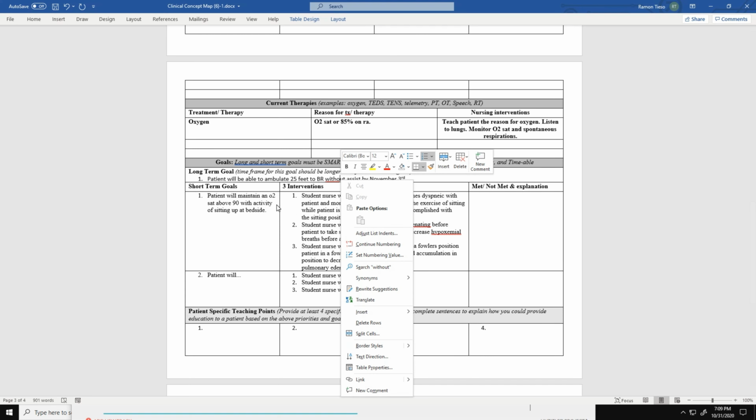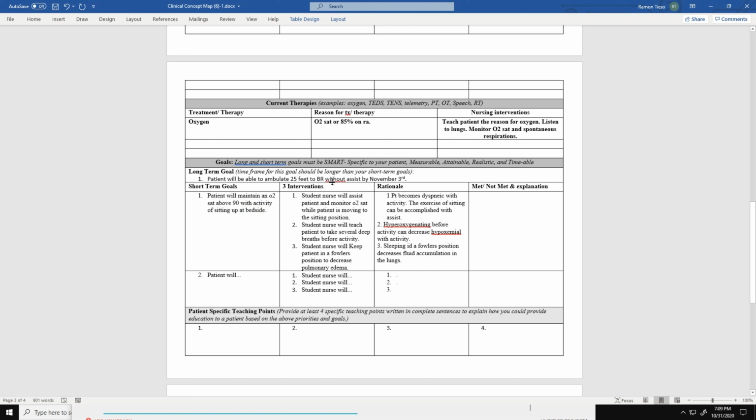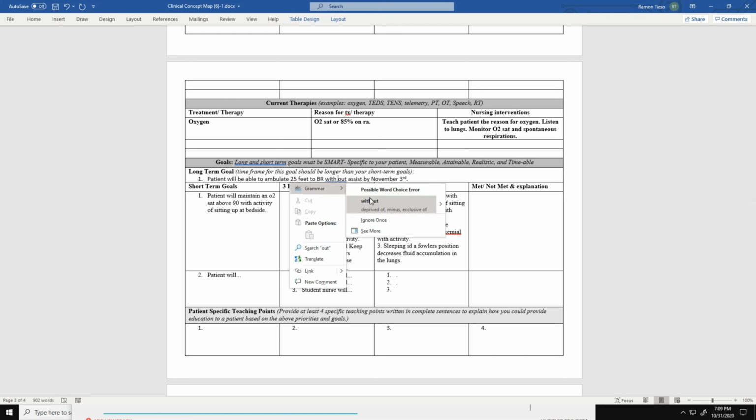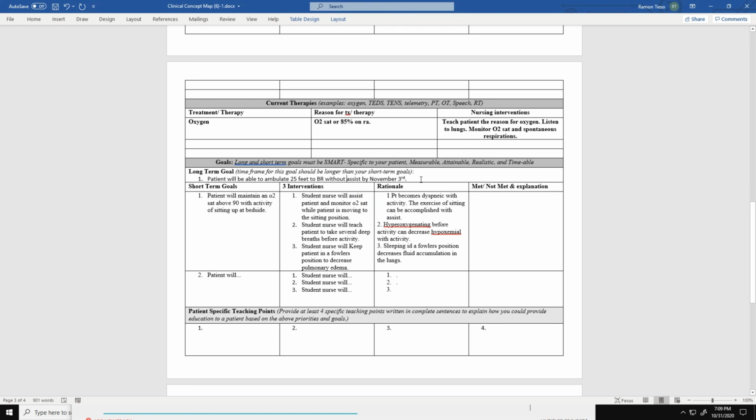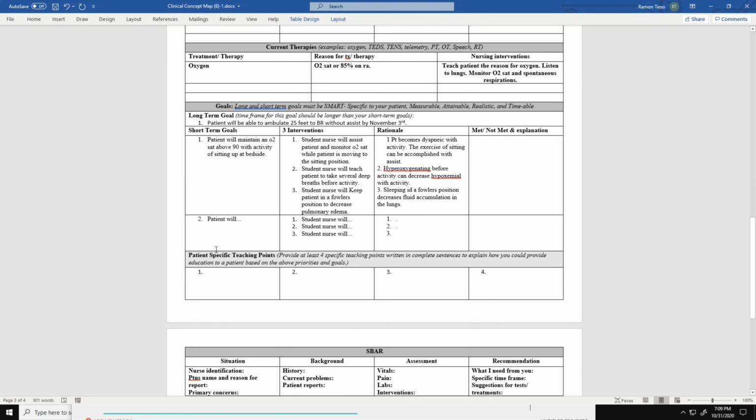So you can see a short-term goal. Patient will be able to ambulate 25 feet to bathroom without assist by November 3rd, right? Yeah, we'll stick with that.